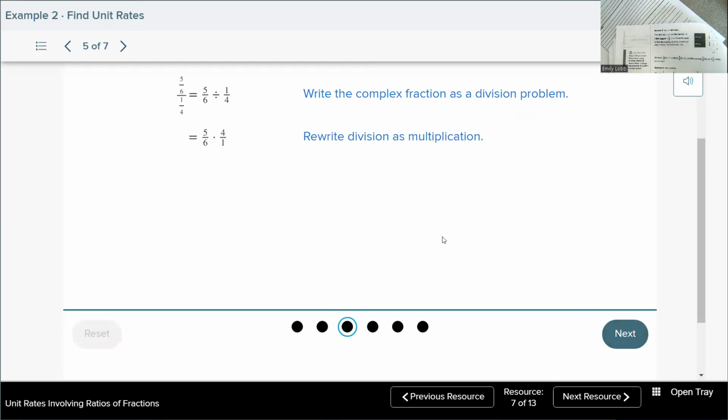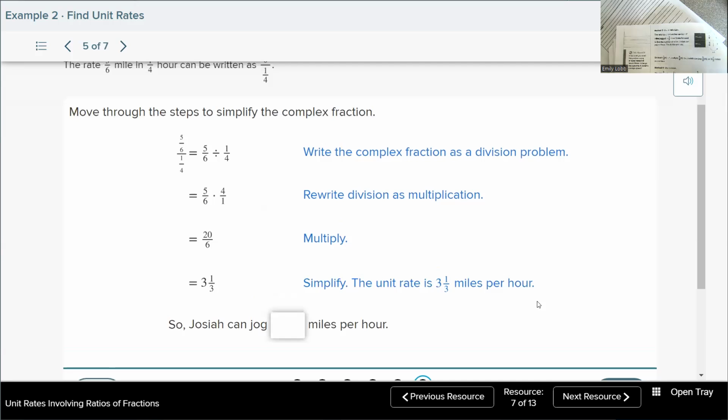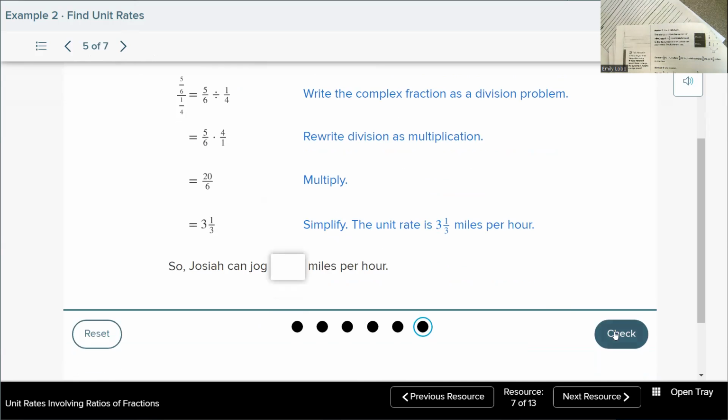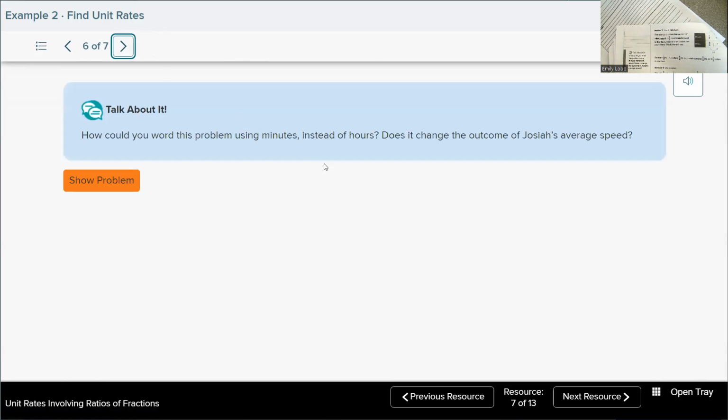You see how they flipped that, Kaden? Focus with me. Now, they multiplied. They said 5 times 4 is 20, 6 times 1 is 6. They kept them in the numerator and the denominator, and then they must simplify. So the unit rate is, again, 3 and 1/3 miles per hour. Okay. So Josiah can jog 3 and 1/3 miles per hour. How could you word this problem using minutes instead of hours?